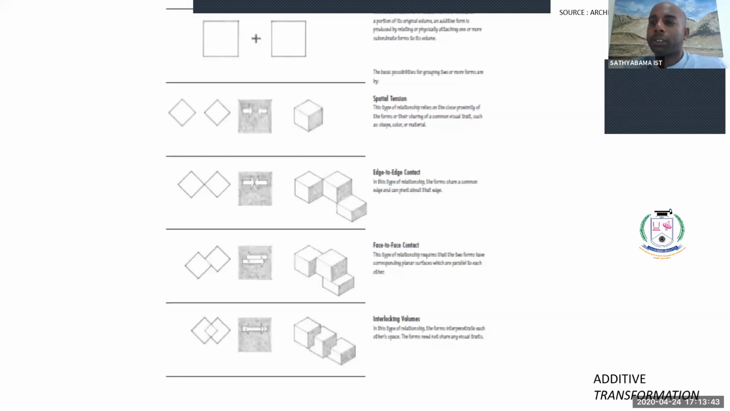The next is edge-to-edge contacts. So in that case, you don't have the vertices or the edges. Edges are where two surfaces meet. Now, if an object touches at an edge, you get a very unique sort of additive configuration. The third is where the surfaces or faces touch each other. And as you can see from the diagrams, each of them creates a very different spatial relationship, right? And the last is when the volumes actually interlock. So one kind of goes into the other, but the difference is both remain. In subtraction, when you overlap, one gets removed, right?